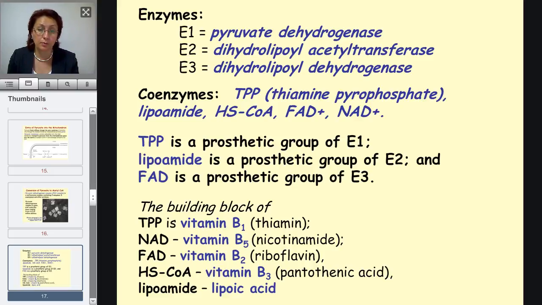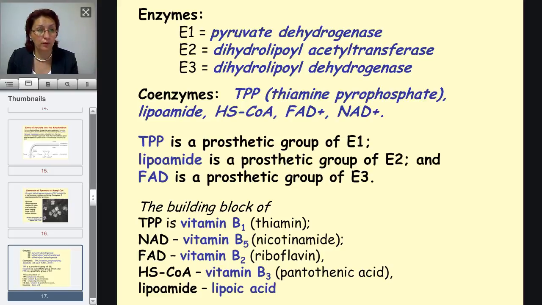TPP is a prosthetic group of pyruvate dehydrogenase. Lipoamide is the prosthetic group of dihydrolipoyl acetyltransferase, and FAD is a prosthetic group of dihydrolipoyl dehydrogenase. The building block of TPP is vitamin B1, thiamine.